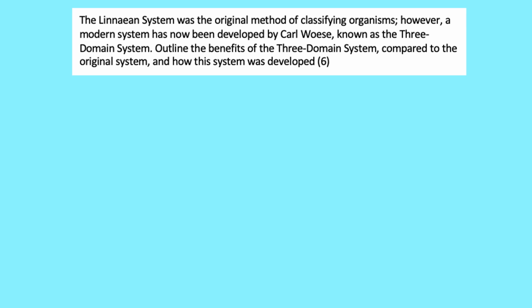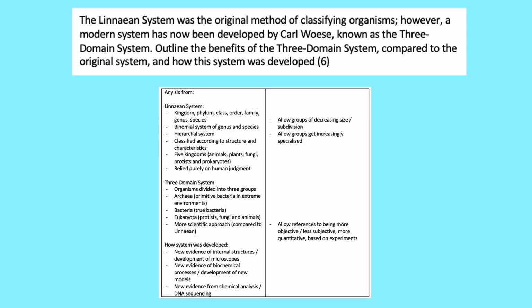6 marks. As you can see from the mark scheme, there's an awful lot of points that you can say here to get the marks. The important thing is that you only need to say 6, but you need to make sure that you have at least 1 point from each section. So you need to have at least 1 point explaining what the Linnaean system is, at least 1 point explaining what the three-domain system is, and at least 1 as to how the systems were developed. Ideally, you want 2 from each.